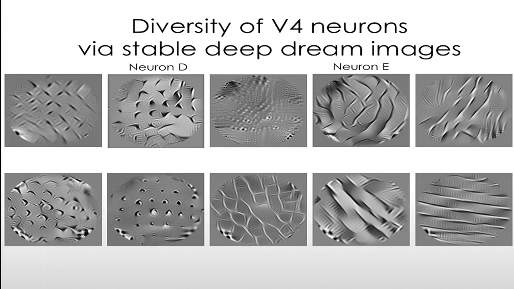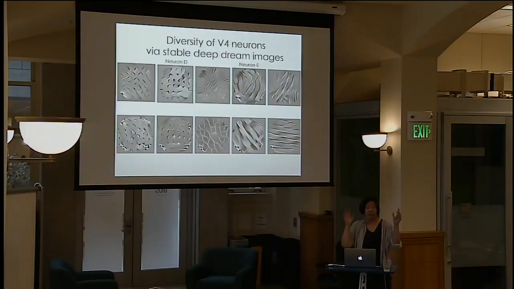So V4 regions still have V1 type of neurons. And this is a pattern neuron, they all have different patterns. So if you feed these deep dream images to the models, they definitely prefer their own deep dream image. So there's a lot of separation for the 71 neurons, for the ones where we do decent prediction.